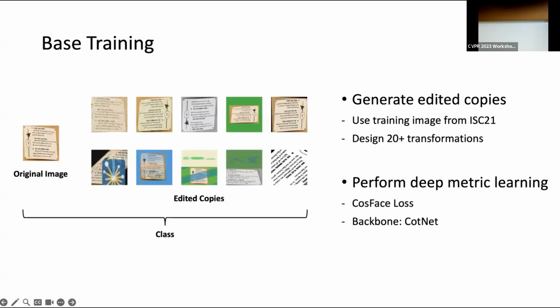There are 1 million training images in the ISC21. We pick about 100,000 training images from the 1 million images to train a model. We use the cosface loss as the supervision, and the backbone for the base training stage is ConvNeXt. The ConvNeXt is used to extract the features. Okay, that is our base training stage.